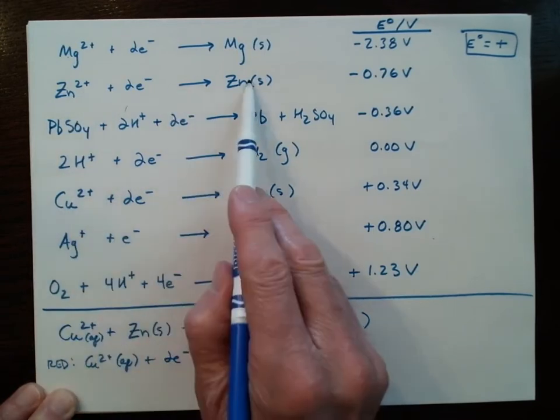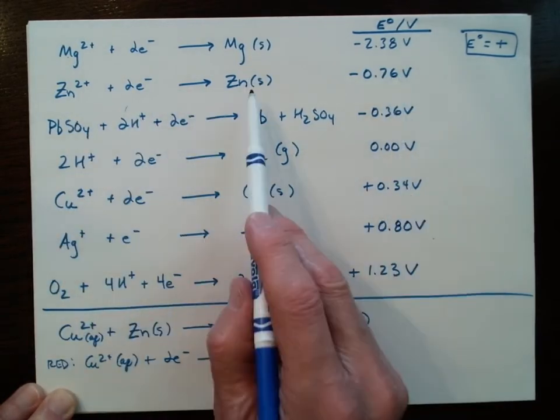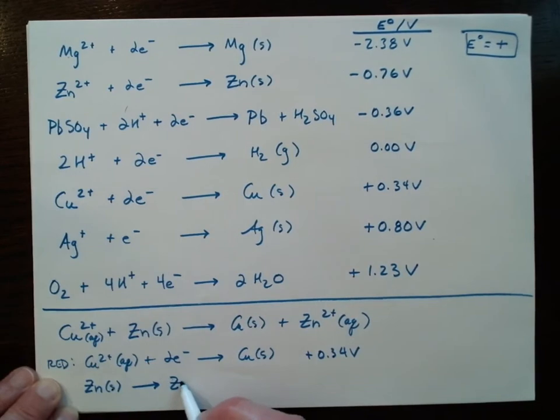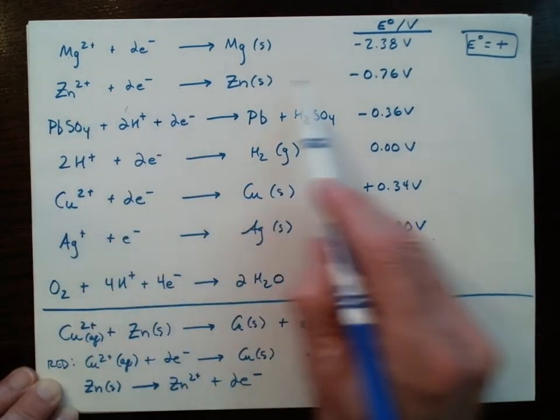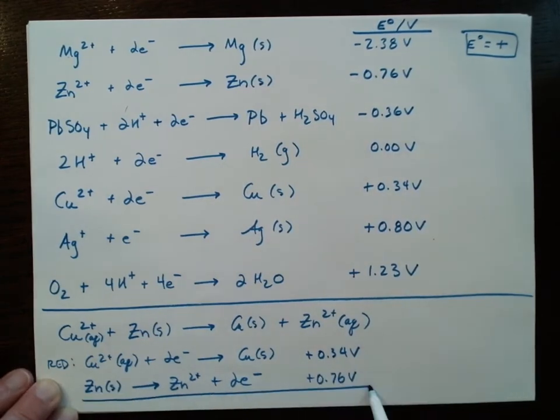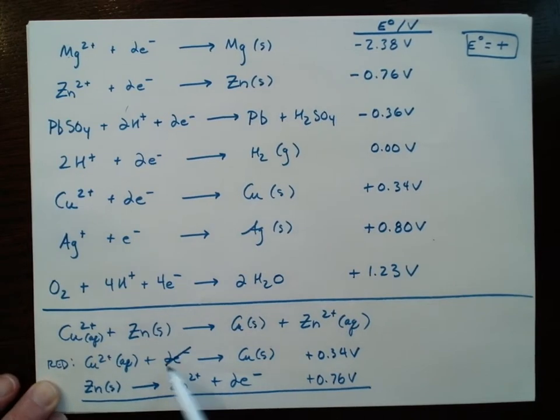And then I write this one. I've got to flip one of them, right? There's got to be an oxidation somewhere, and this is going to be the oxidation. So I'm going to flip this. This is going to be zinc solid goes to zinc 2 plus 2 electrons. And because I flipped the reaction, I flipped the sign. And then when I add these 2 together, this number of electrons has to balance this number of electrons, and I get copper 2 plus solid zinc goes to solid copper and zinc 2 plus, and my cell potential is a positive 1.10 volts.